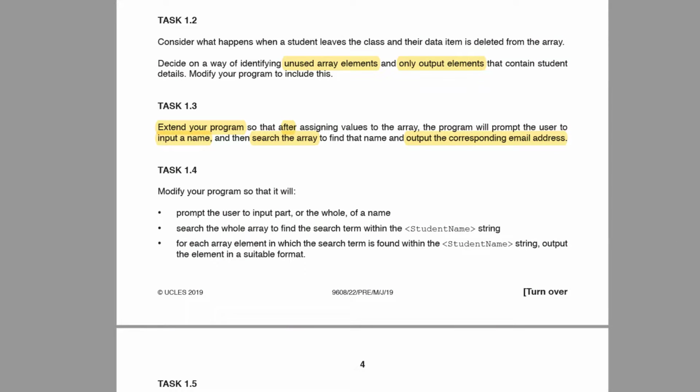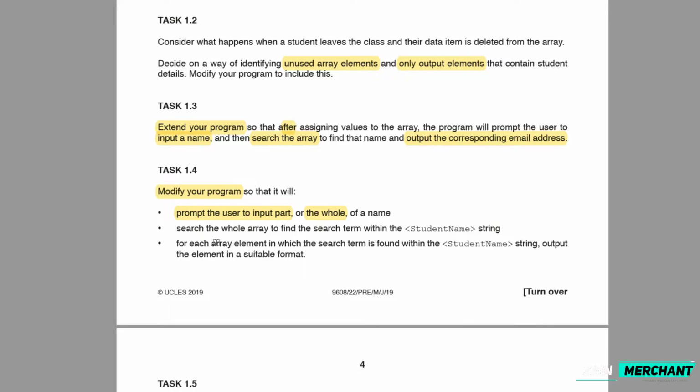Okay, so now we move on to task 1.4. Task 1.4 says modify your program. We have to modify the program so that it will prompt the user to input part or the whole of a name. Before, we were just taking the whole name as an input. Now what we need to do is take part of the name also as an input. Search the whole array to find the search term within the student name string.